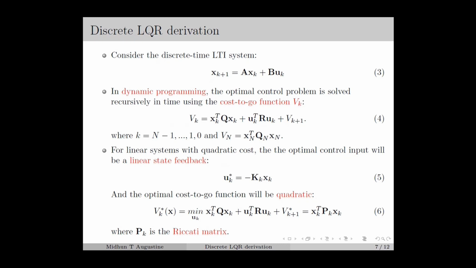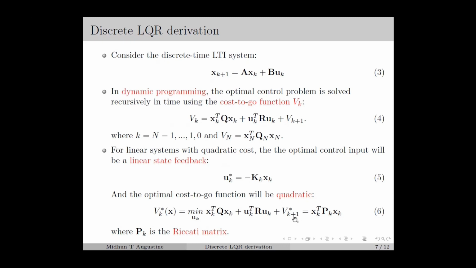Now we have this important result which says that for a linear system with the quadratic cost, the optimal control input will be a linear state feedback as given in equation number 5, in which K_k is the feedback gain. Moreover, the optimal cost to go function will be a quadratic function and can be represented as in equation number 6, in which P_k is known as the Riccati matrix. Now our task is to find an expression for the feedback gain K_k and the Riccati matrix P_k.